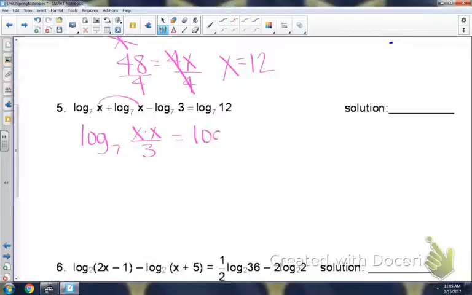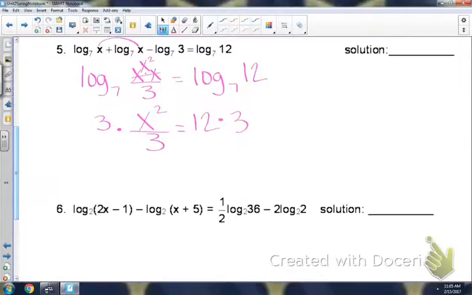Just going to rewrite that right side. I'm going to multiply those x's, which would give me x squared. So now I can set my m equal to n. So just drop the logs. We have x squared over 3 equals 12. I want to get rid of the 3, so we're dividing. So opposite would be to multiply. Those 3's cancel. We're left with x squared equals 12 times 3 is 36.